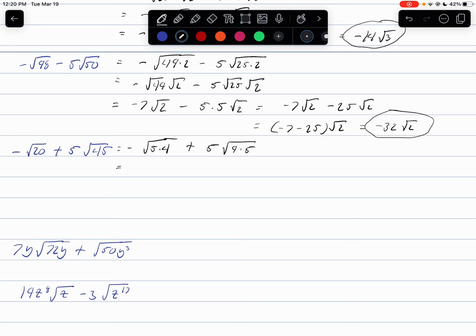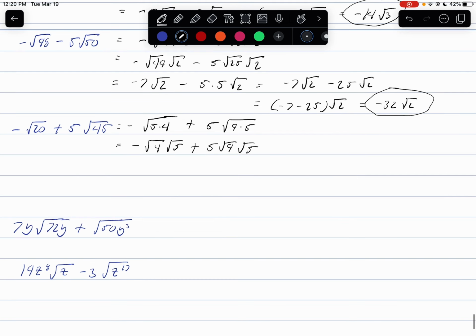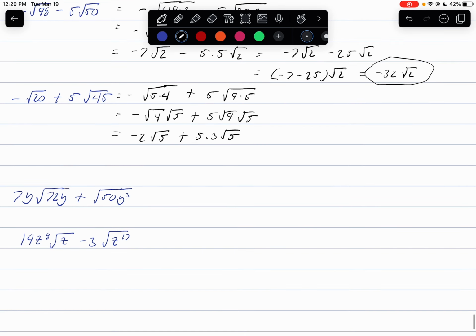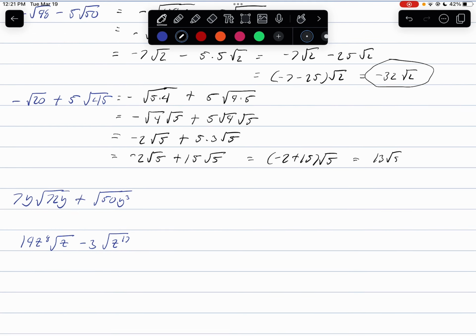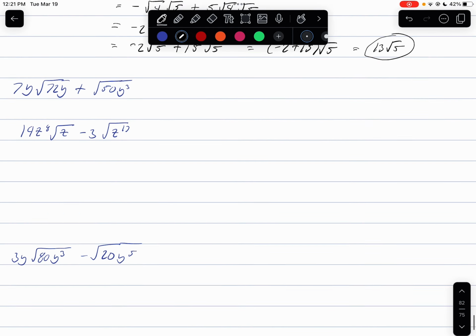So we get negative the square root of 4 times the square root of 5 plus 5 times the square root of 9 times the square root of 5. And we'll get negative 2 square root 5 plus 5 times 3 square root 5, which is going to give us negative 2 square root 5 plus 15 square root 5, or we have negative 2 plus 15 square root 5, which is positive 13 square root 5. Okay, not too bad.